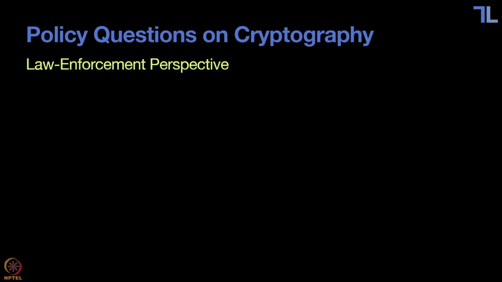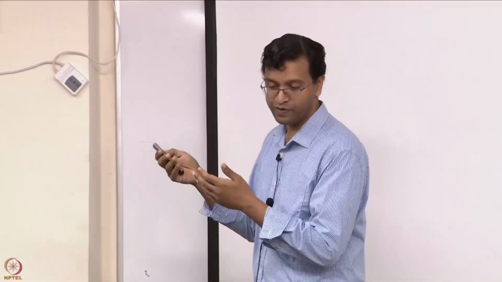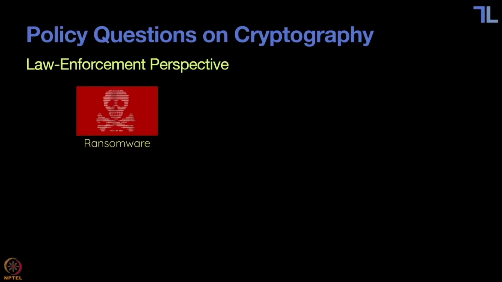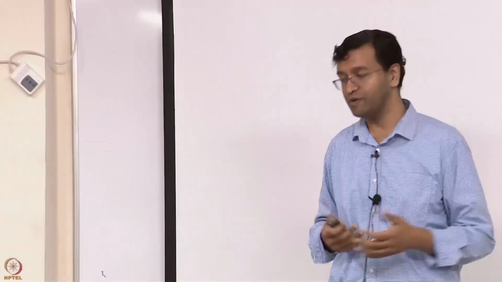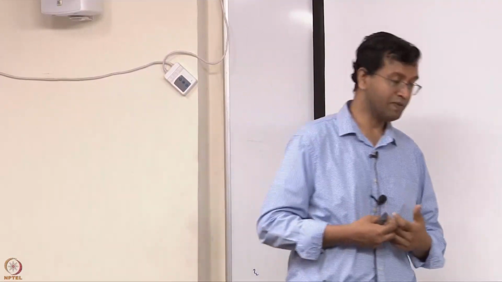Another perspective is from the law enforcement side. So people like, in the US, the FBI, or in India you probably have the CBI or something, right? From the perspective of law enforcement, cryptography is a nuisance in many ways. And some of it is also a nuisance that hits common people. And one example is ransomware.